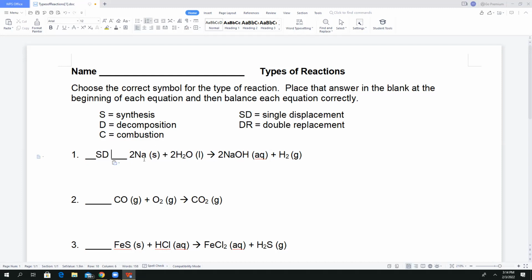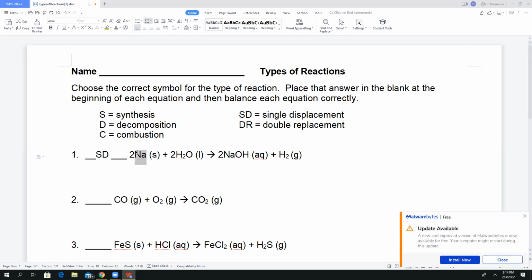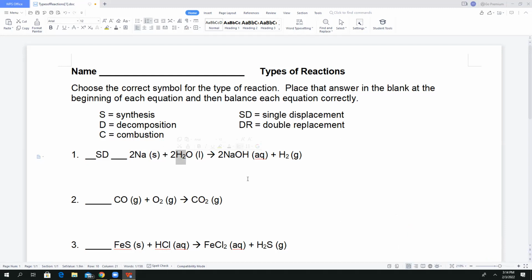So what you need to know is with a single displacement, the metal that's here has to be stronger or more reactive than the metal that's already in the compound. So the single or lonely metal, the elemental metal, has to be stronger than the metal in the compound. So in this case, sodium is going to replace hydrogen, but sodium is very reactive.